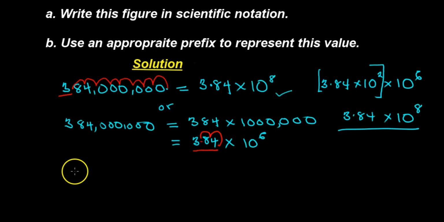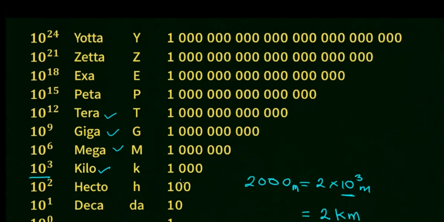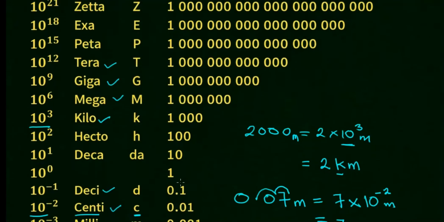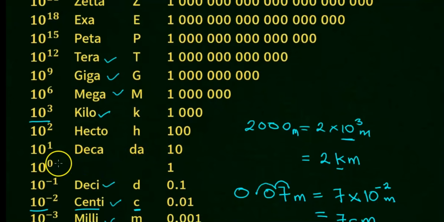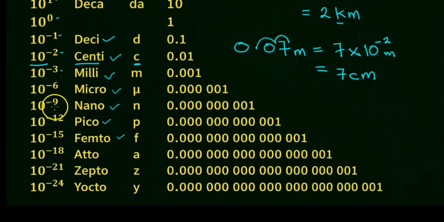Now we are writing a prefix for 10 exponent 8. So you have 3.84 times 10 exponent 8 equals. Now let's go back to our prefix and identify something. You notice that most of the powers are multiples of 3. From 0, 1, 2, the rest is just multiples of 3. When you go down, it's the same thing: -1, -2, -3, and from here it is just multiples of 3. So just have this in mind.